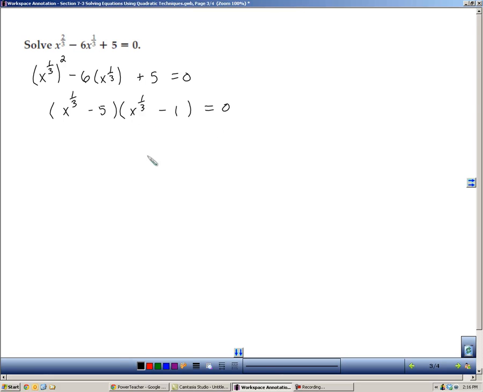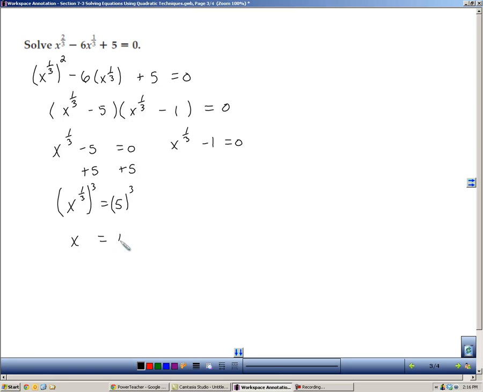So now I'm going to use the zero product property on each one of those. Set each one equal to 0, and then I'm going to solve. Here we'll add 5 to both sides, so x to the 1/3 power equals 5. How do we get rid of a 1/3 power? We take it to the third power, because x to the 1/3 cubed is actually just an x.